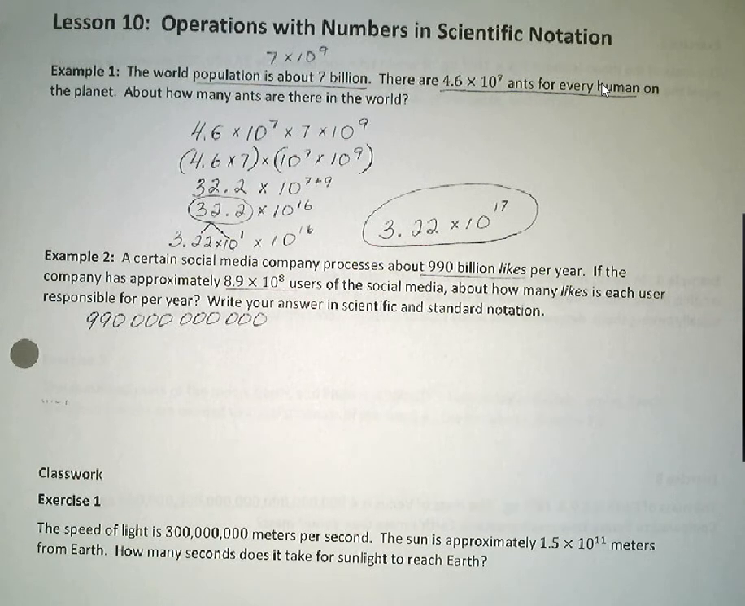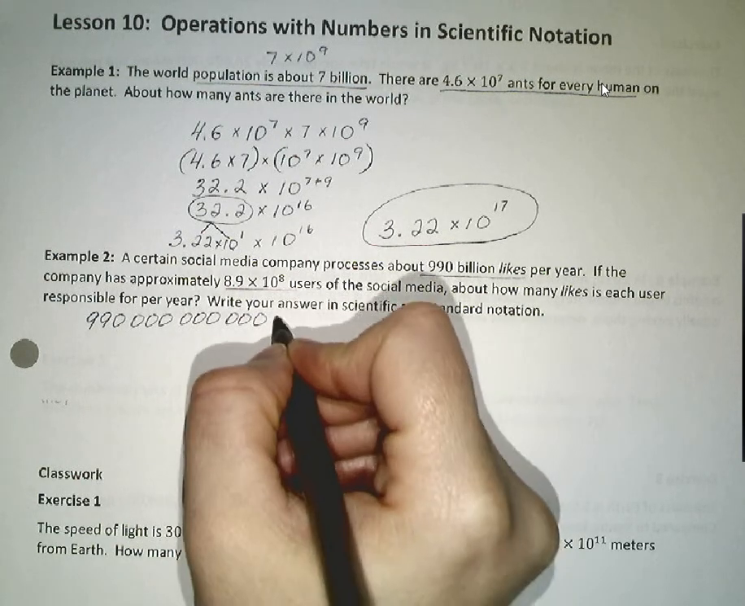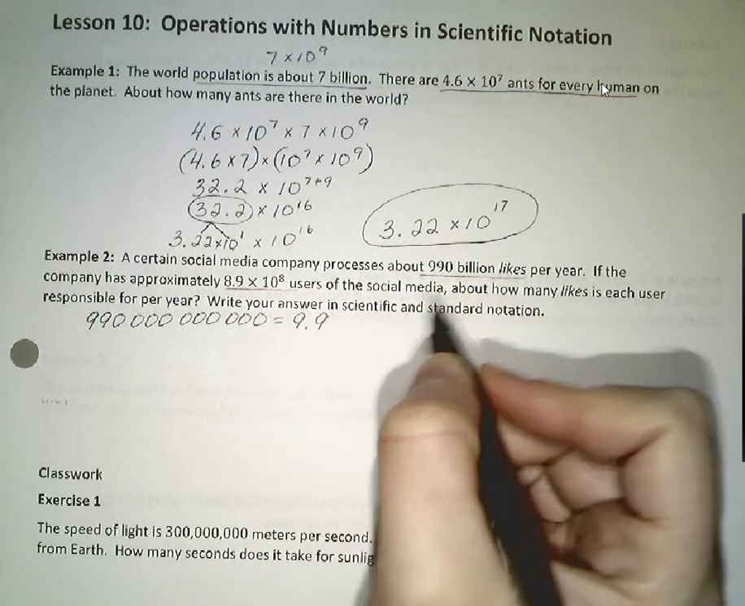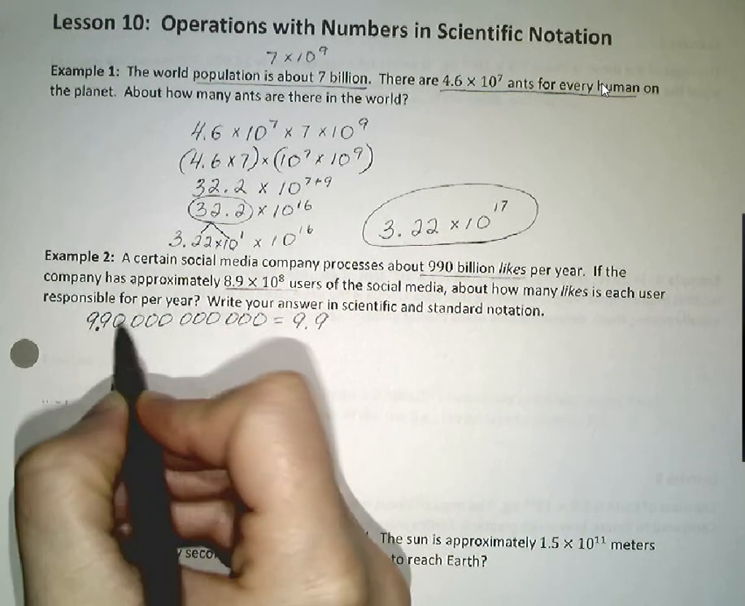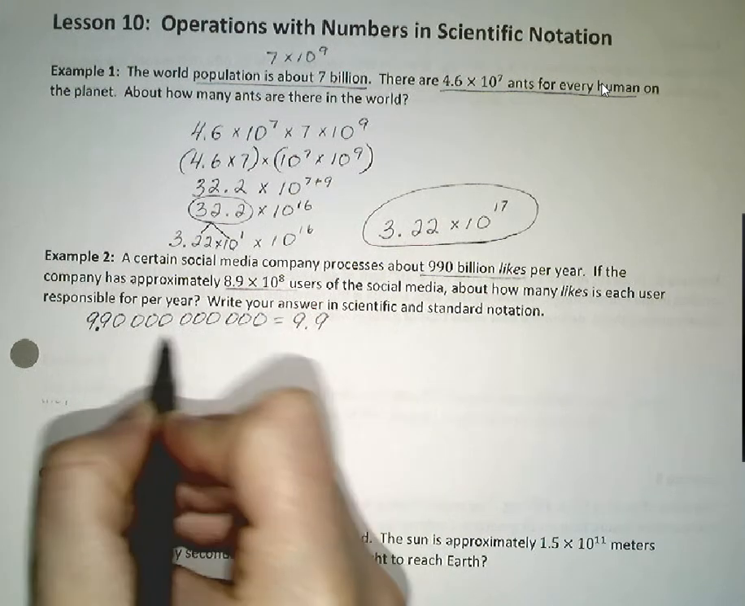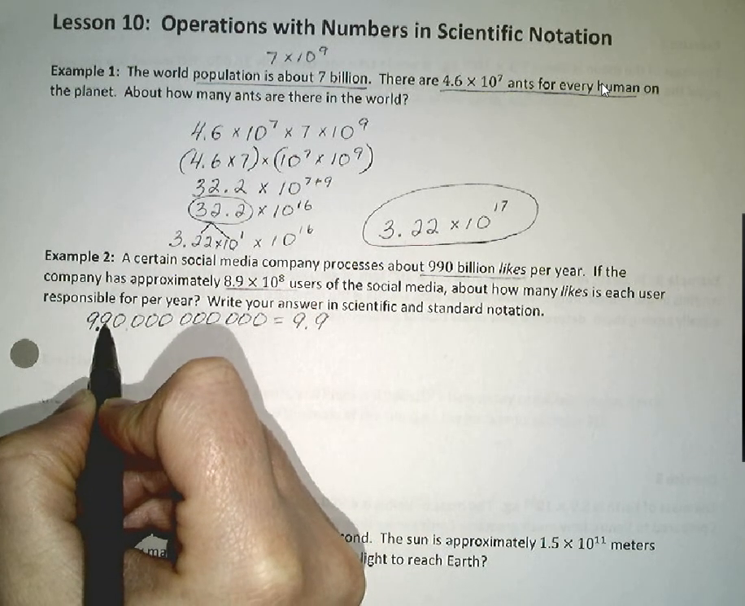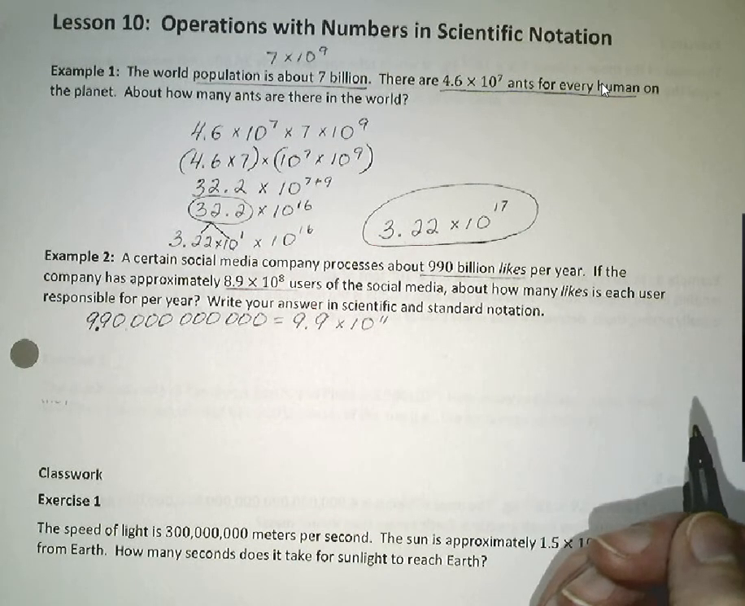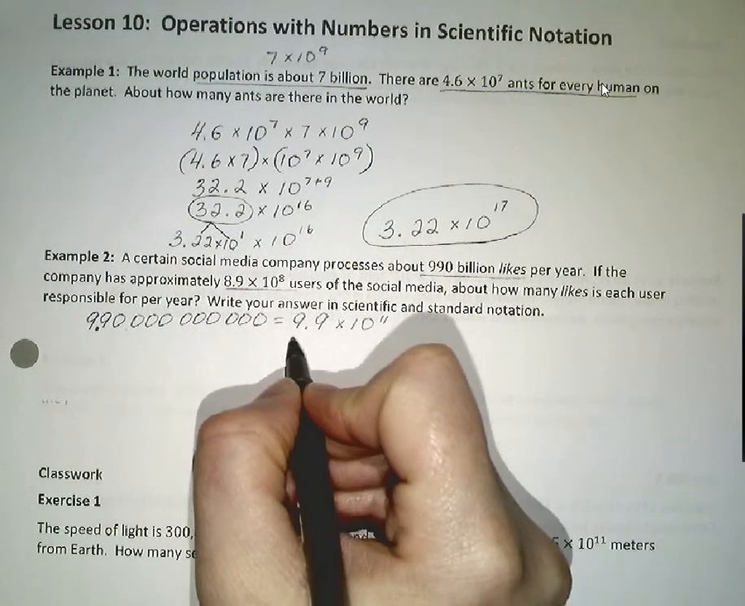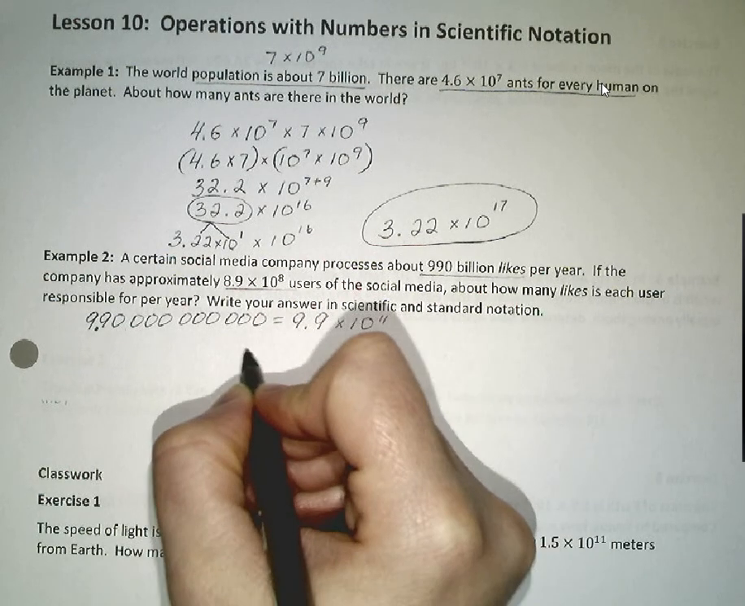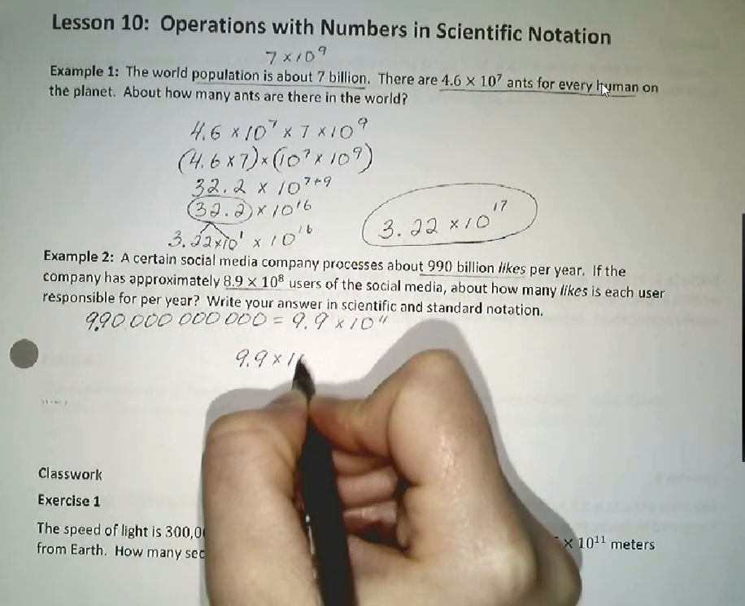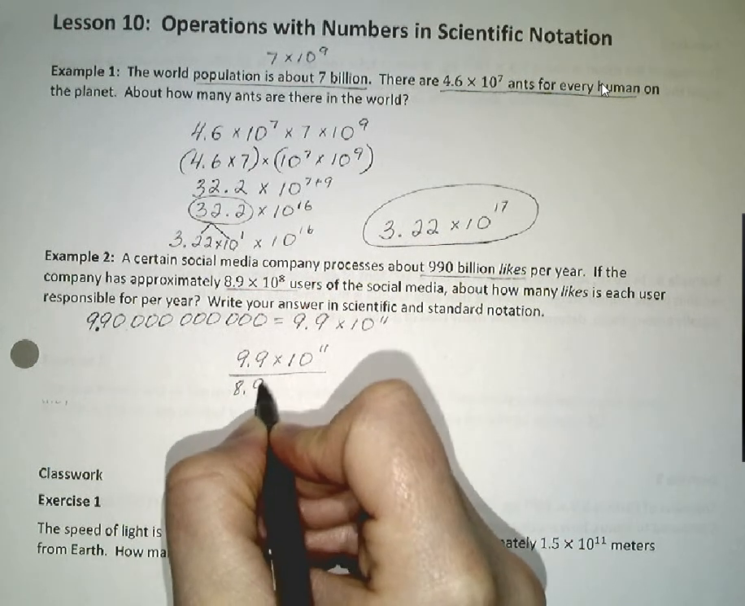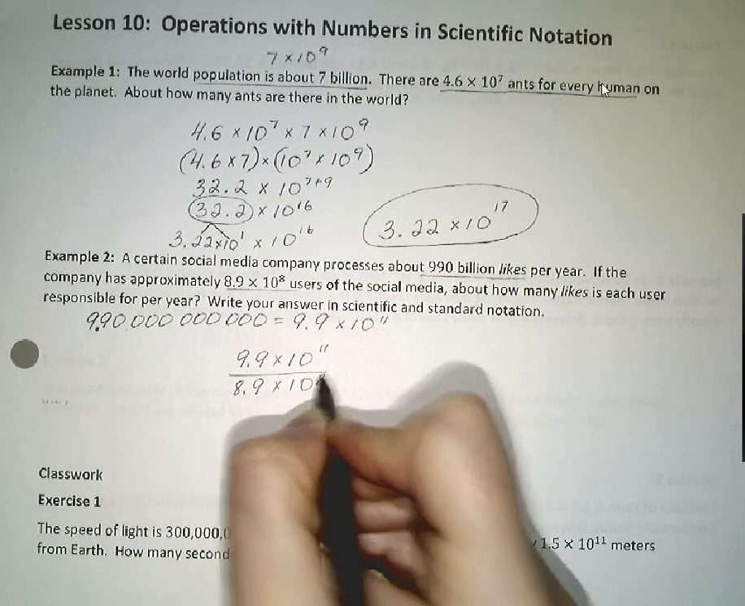And now, how can I rewrite this number in scientific notation? My decimal has to be between 1 and 10. Now, how many decimal places do I have? I have 9, 10, 11 places. So it's times 10 to the 11th. And I have to divide that number, 9.9 times 10 to the 11th, by 8.9 times 10 to the 8th.